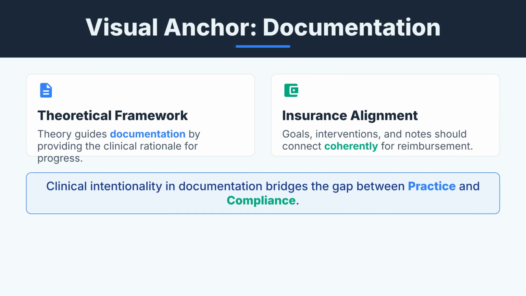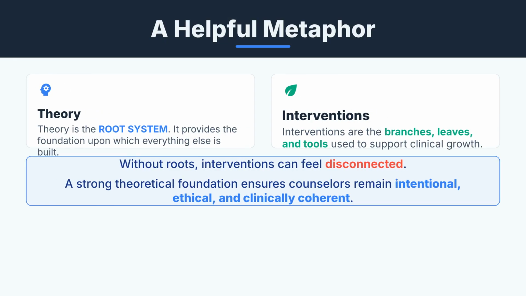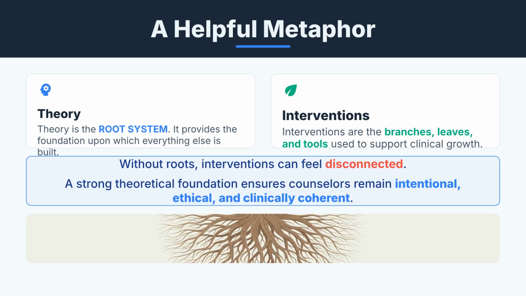Documentation is a visual anchor connecting practice and compliance. Theory provides the clinical rationale, while insurance alignment requires goals and interventions to connect coherently for reimbursement. Think of theory as the root system, the foundation of your work. Interventions are the branches, leaves, and tools for clinical growth. Strong roots ensure interventions are intentional, ethical, and clinically coherent.